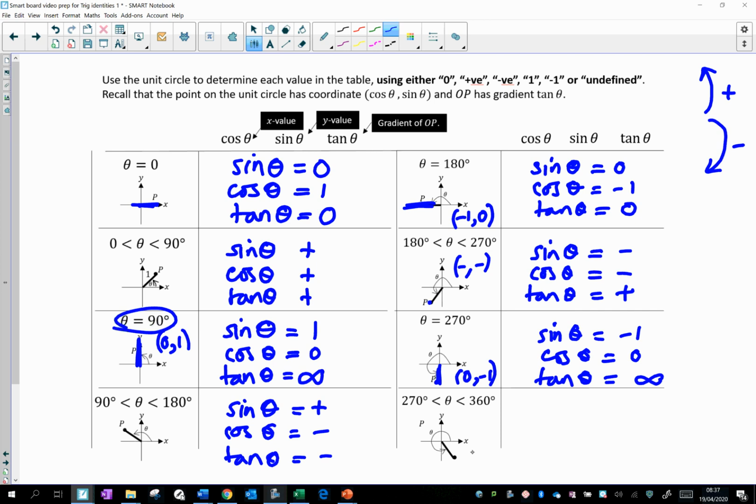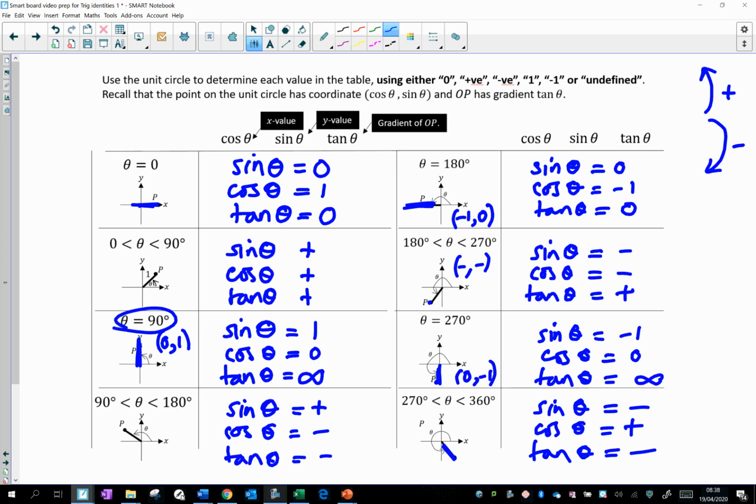Right, from 270 to 360. Okay, so let's have a think about sine theta. Well, sine theta, remember, is the y coordinate. The y coordinate is negative because it's below the x-axis. Cos theta is positive because the x coordinate here is going to be positive. Tan theta, so we're back to the gradient. The gradient is going to be in this direction, so it's got a negative gradient.